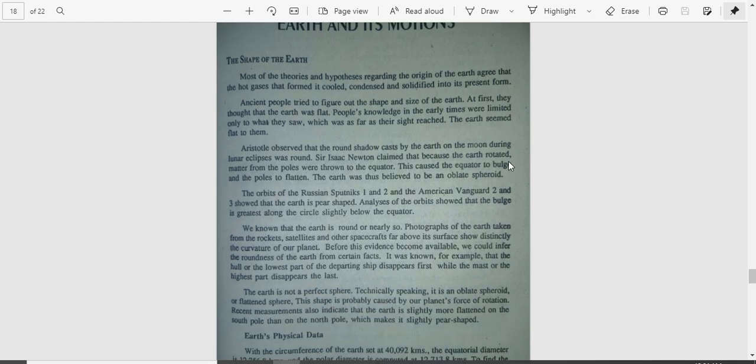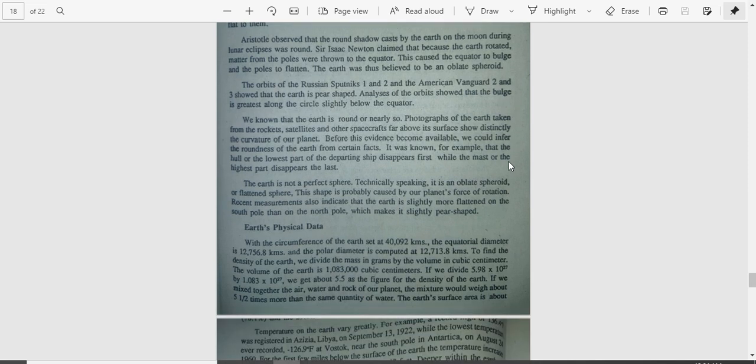At Aristotle's time, Aristotle observed that the shadow cast by the Earth on the Moon during the lunar eclipse was round. Sir Isaac Newton later claimed that because of the Earth's rotation, matter from the poles was thrown to the equator. This caused the equator to bulge and the poles to flatten. The Earth was thus believed to be an oblate spheroid.